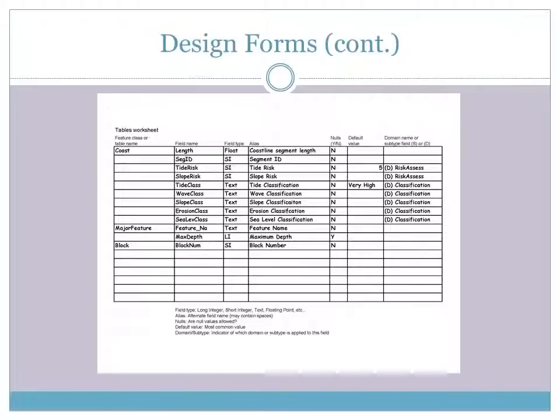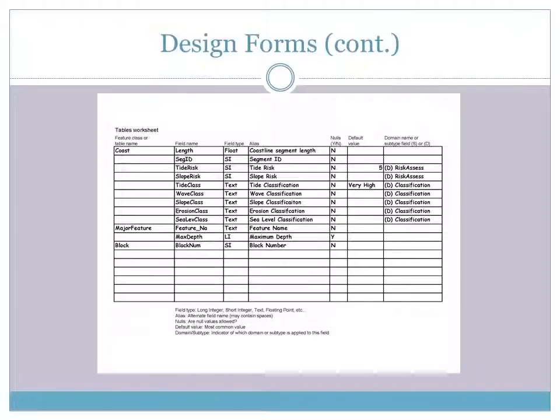The attributes of the coastline feature class are coastline segment length, segment ID, tide risk, slope risk, tide classification, wave classification, slope classification, erosion classification, and sea level classification. Two of these attributes contain a domain for the risk assessment. The risk assessment domain will have 5 different values. There are 5 attributes within the coast feature class that have a classification domain.